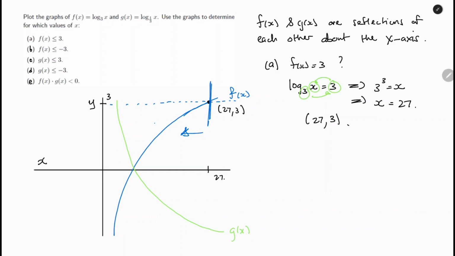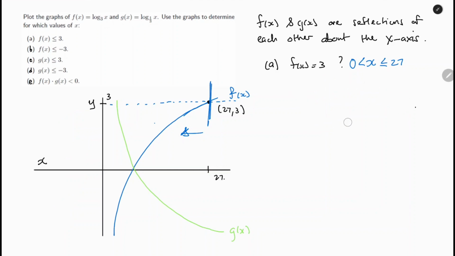Okay, and that's it. So the answer to A is x is less than or equal to 27. But that's not absolutely correct. We also need to specify x greater than 0, because where x is less than or equal to 0, that side of the graph is not defined. So we have to be precise. So for A, the original question was f of x less than or equal to 3, and we have our answer over here.